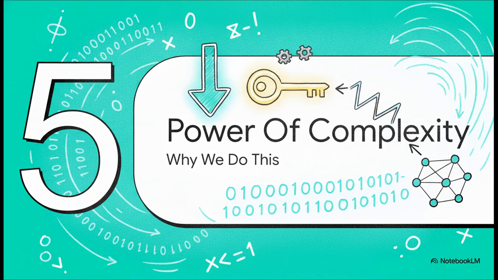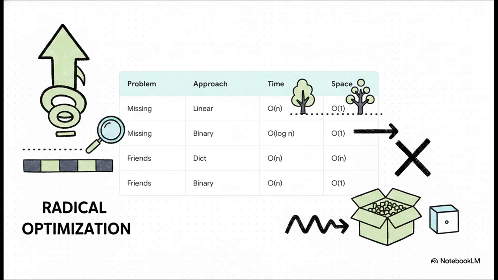Finally, Section 5, the power of complexity. This is exactly why we do this. At the end of the day, it's all about radical optimization. Look at how binary search completely alters your performance metrics. For finding a missing element, a simple linear scan takes O of n. Binary search drops that down to O of log n.